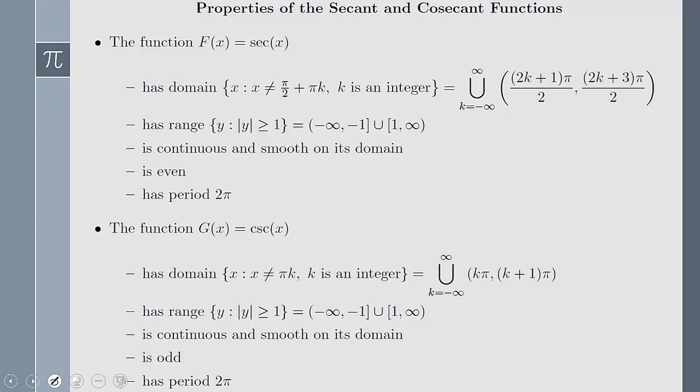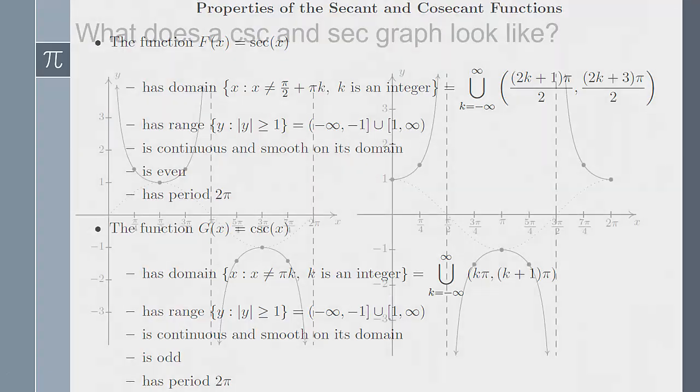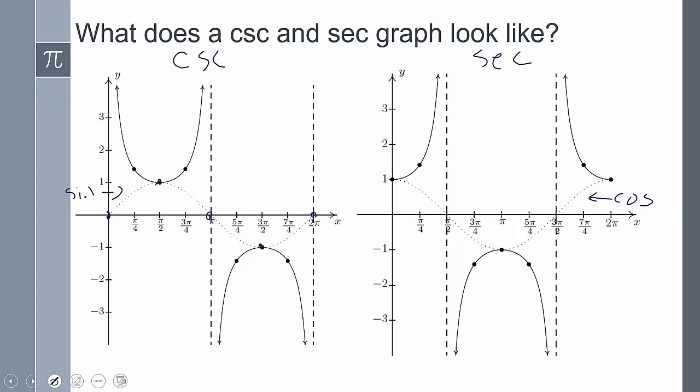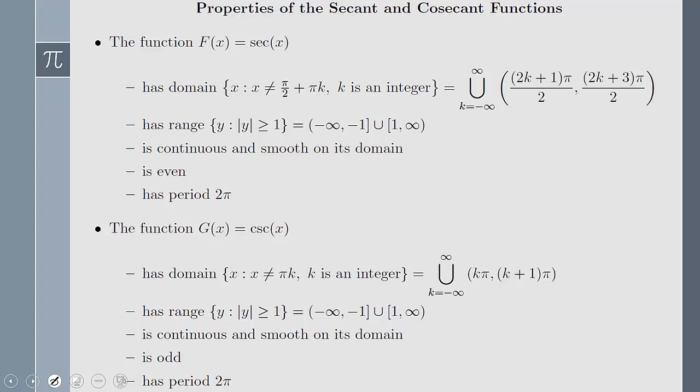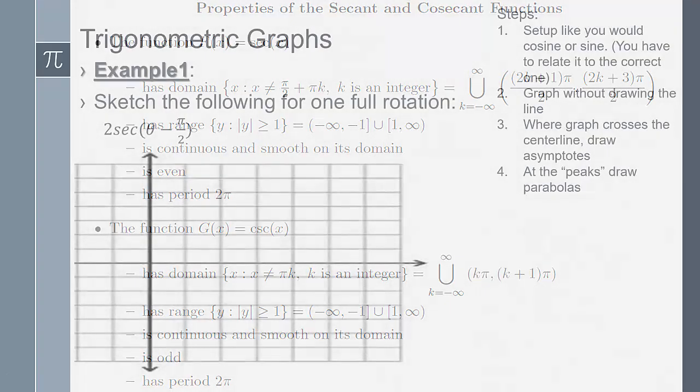Now, just for a few properties, just to emphasize, the domain is not negative infinity to positive infinity because it has these asymptotes. So both cosecant and secant have these asymptotes where it crosses the center line. It's still continuous and smooth on its domain. It still has the properties of being even for secant and odd for cosecant. It still has a period of 2 pi. So that's why our starting value is still, we put whatever's inside our function between 0 and 2 pi, because it still has that natural period.